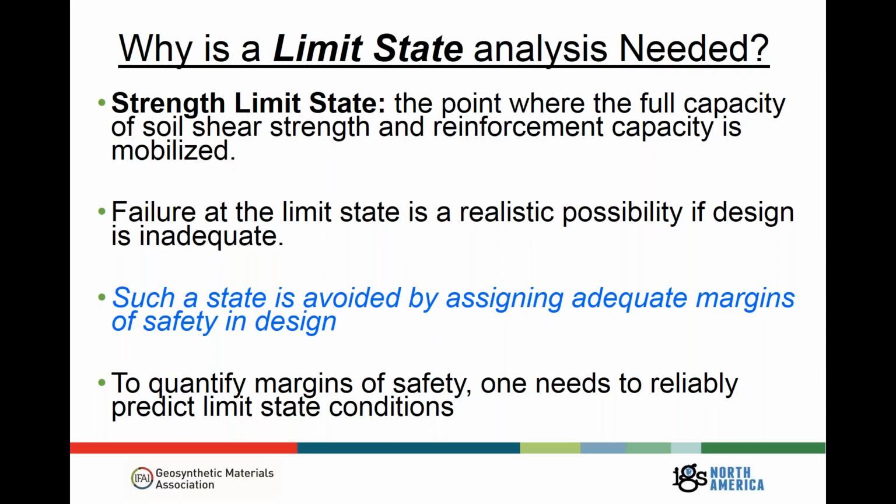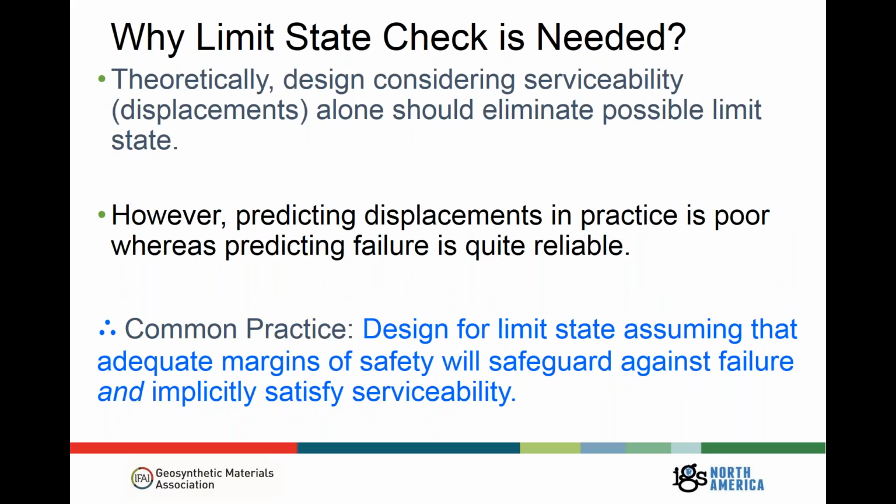The way we avoid these catastrophic failures is basically by assigning an adequate margin of safety in design. As engineers, we like to be conservative. Safety is one of our priorities. So we often design these structures and have some kind of safety factor assigned to either the reinforcements or the soil or both, and we'll discuss some of that today. To quantify what that margin of safety actually is, one needs to reliably predict these limit state conditions. So in theory, design considering, say, serviceability, the displacements and deformations of a wall, if done correctly, should eliminate any possibility for that limit state strength failure.